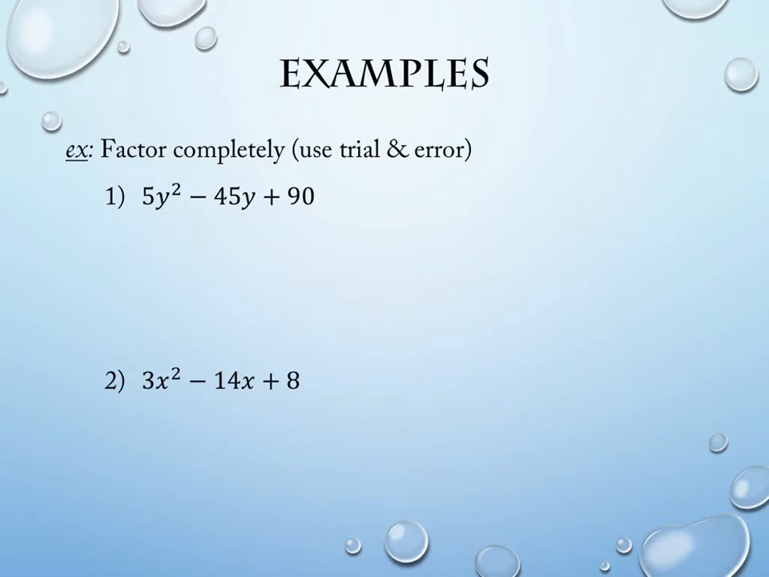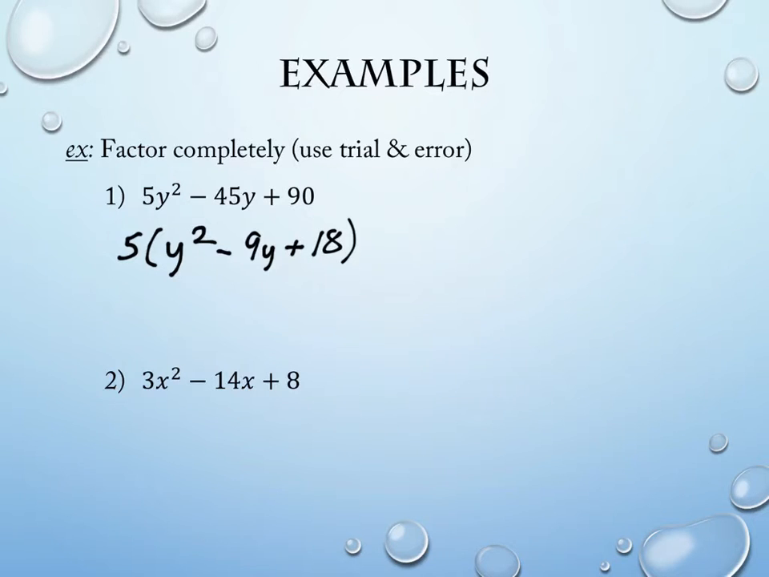On the first one, what do you notice that they all have in common? 5. Very good. It's like you've never seen this before. All right, so if I factor out the 5, I have y squared, and then what? Minus 9y. Yeah, minus 9y and plus 18. Awesome. Okay, we're back where we were before.